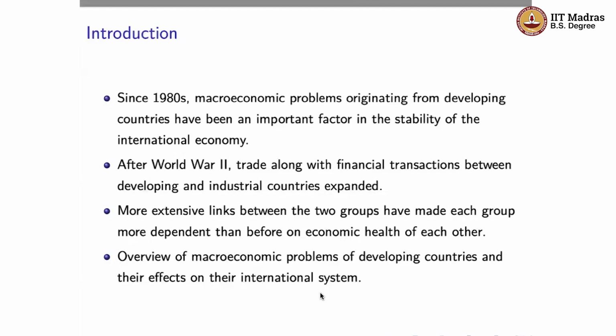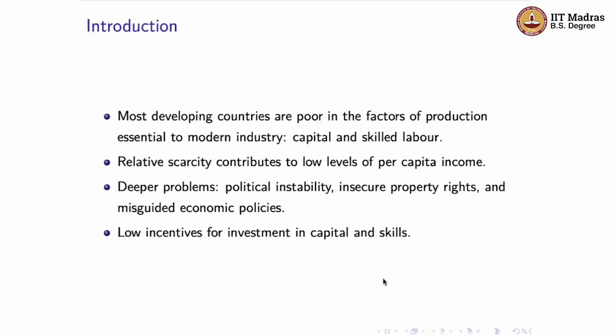of the other, right? What that means is that earlier, a financial crisis, for example, in a developing country would just remain in that developing country. But now, because of these interlinkages between advanced economies and developing countries through these different global markets, any problem in a developing country may actually also impact the larger global economy, right? So it's important to understand what the macroeconomic problems that happen in developing countries are, and what effect these macroeconomic problems actually have on the international system that we have been looking at.